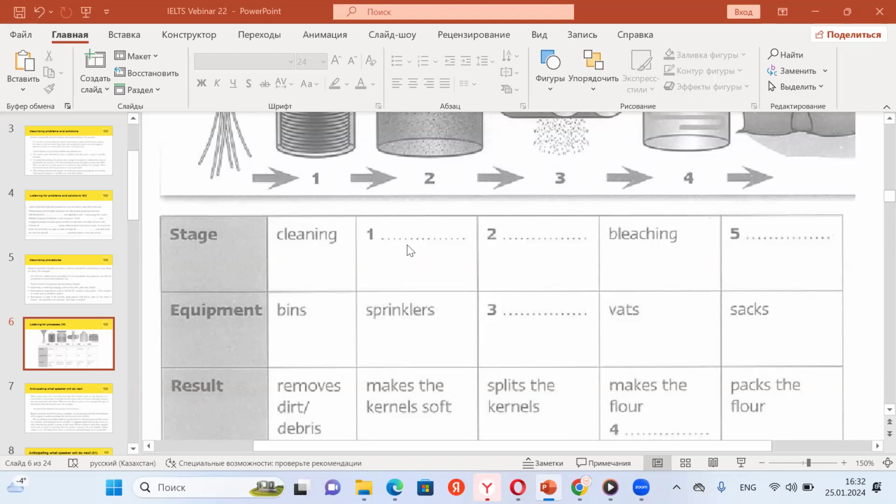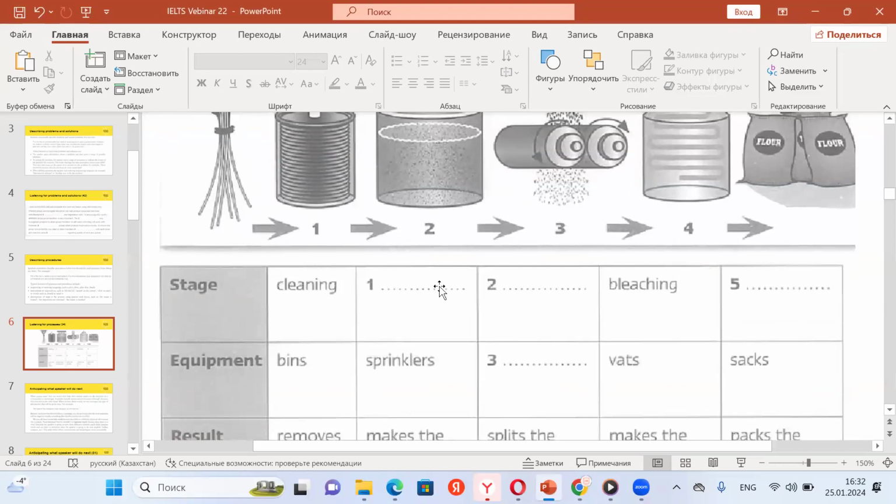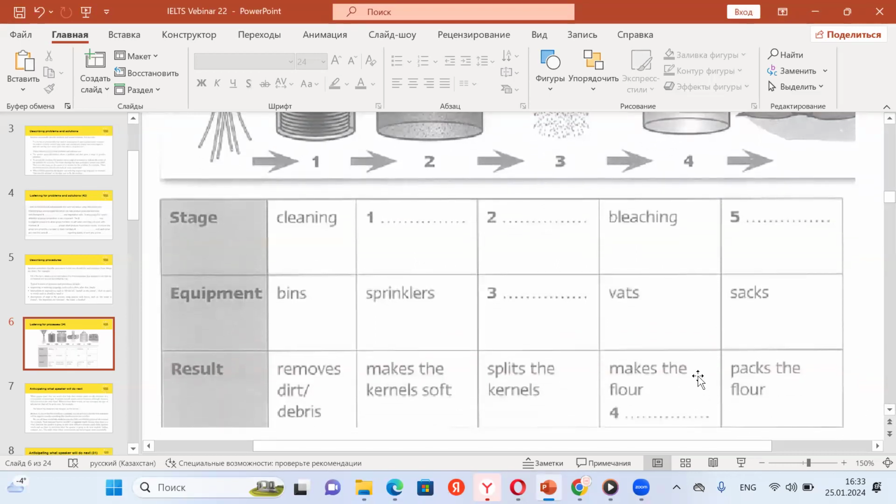Окей. Итак, first is conditioning, second is milling, да, перемалывание. Third one, rollers. Вот между такими они перемалываются. Это equipment rollers. Bleaching makes the flour white. Делает белым его. And finally is sacking. Sacking мешок, то есть распаковка по мешкам. Okay, we got the right answers.